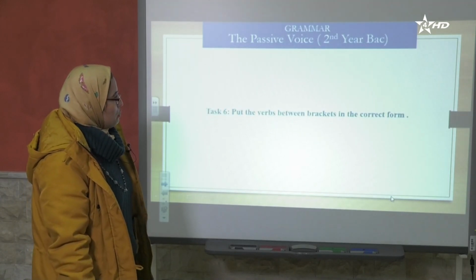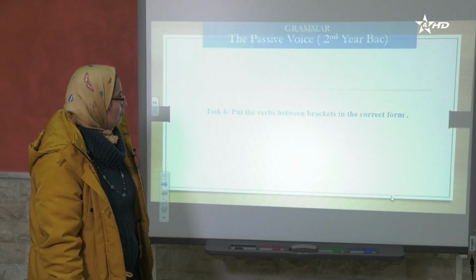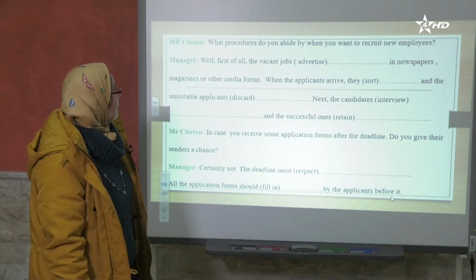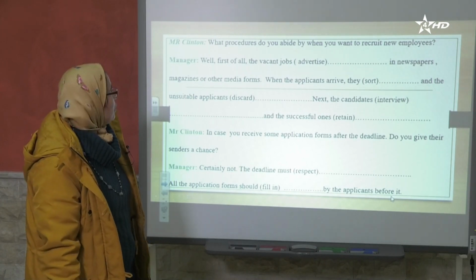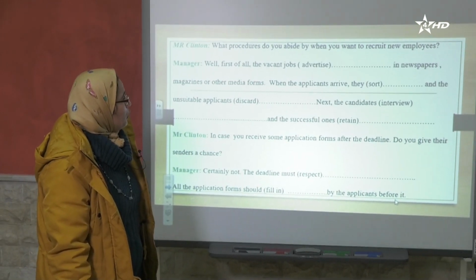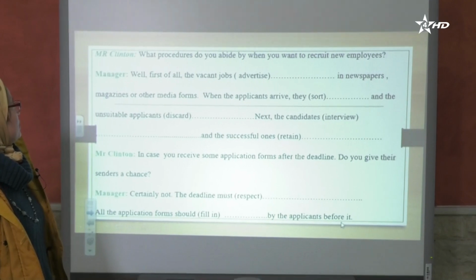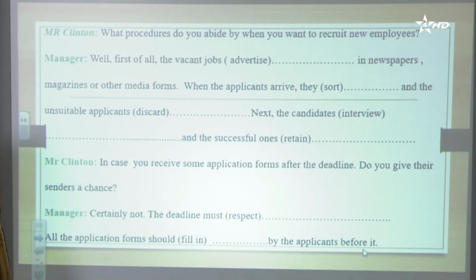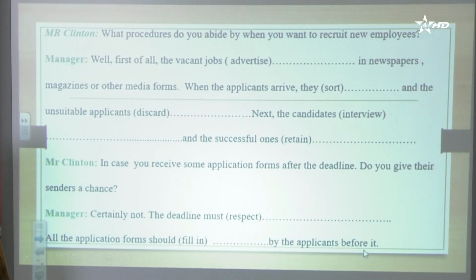Okay, now put the verbs between brackets in the correct form. Okay. Shall we read? Go ahead. What procedures do you abide by when you want to recruit new employees? Mr. Clinton says. Manager: well, first of all, the vacant jobs advertise in newspapers, magazines, or other media forms. When the applicants arrive, the verb is sort, and the unsuitable applicants discard. Next, the candidates interview, and the successful ones retain.